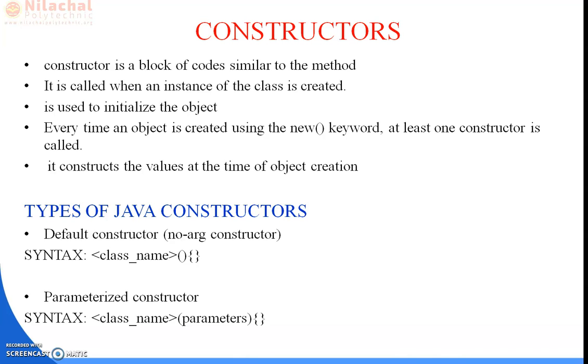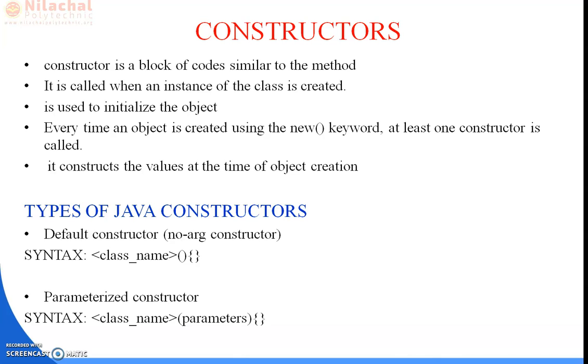A constructor is invoked implicitly, but a method is invoked explicitly. In Java, the compiler provides a default constructor if you don't have any constructor in a class, but a method is not provided by the compiler in any case.